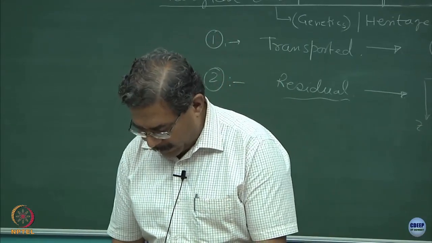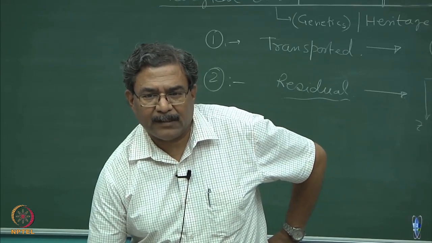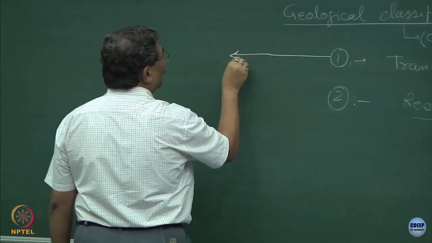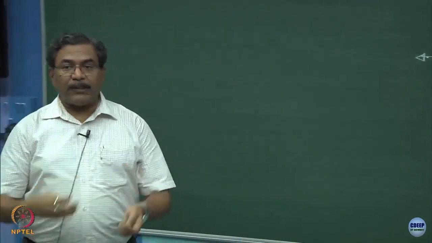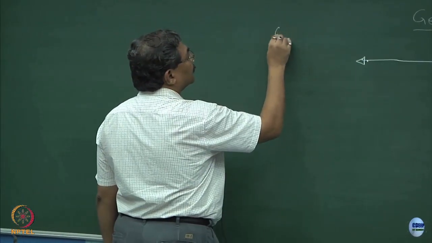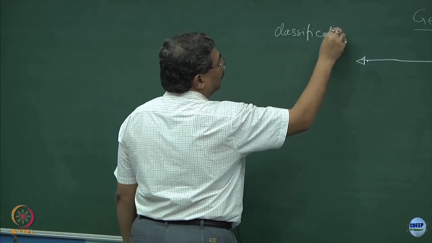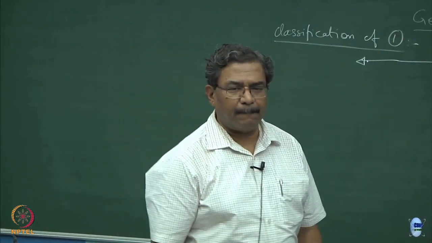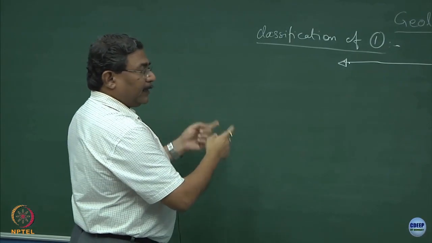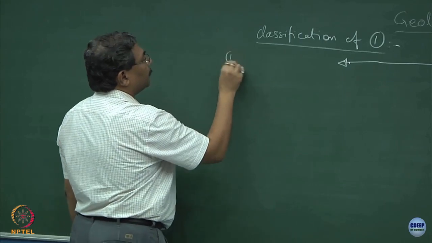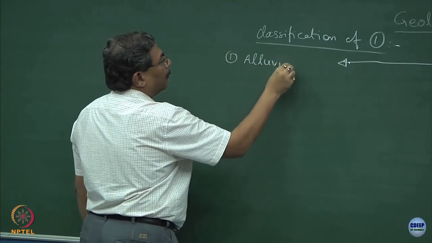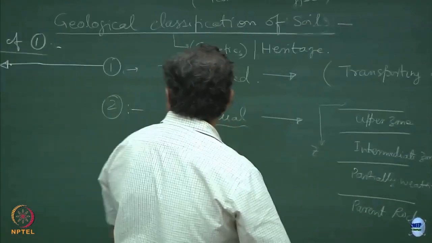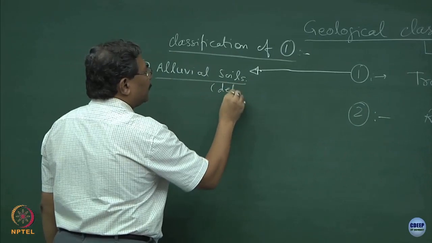Alright, so let me give you now a few examples of classification of transported soils now. So, different types of transported soils. The first one is, depending upon the transportation agency, all these groups have been created. You know what are alluvial soils? Sometimes you may say that these are the deposits as well.